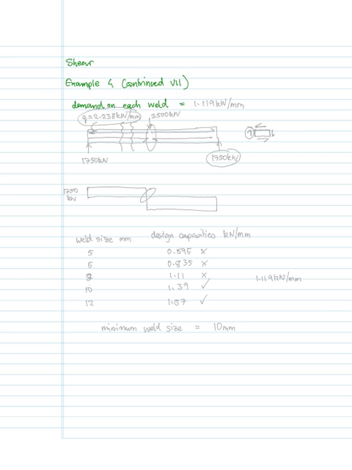It's equal to 1.119 kilonewtons per meter. So we've got a simply supported beam with two reactions at both sides of 1750 kilonewtons, which could only be given rise to 3500 kilonewtons.